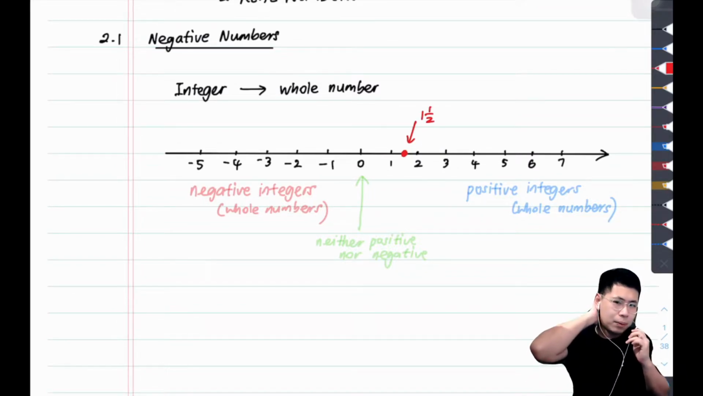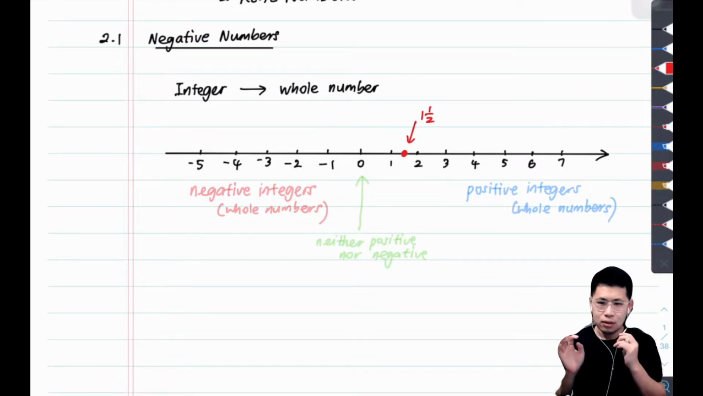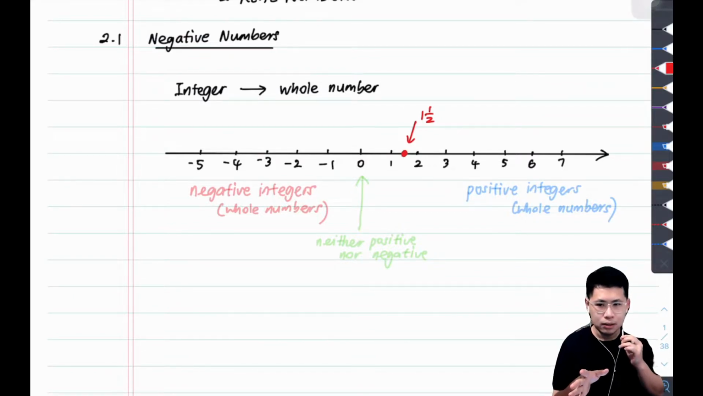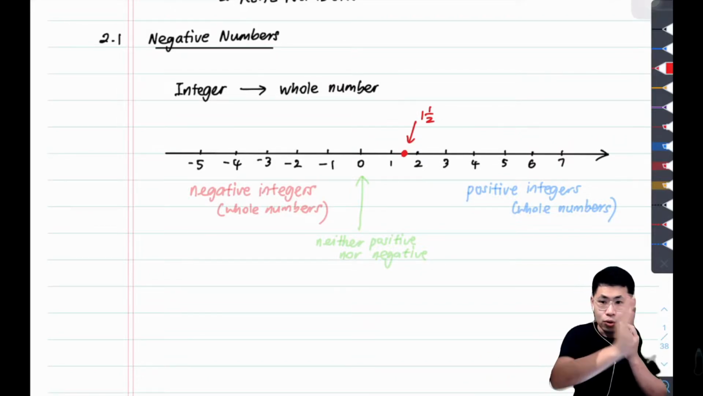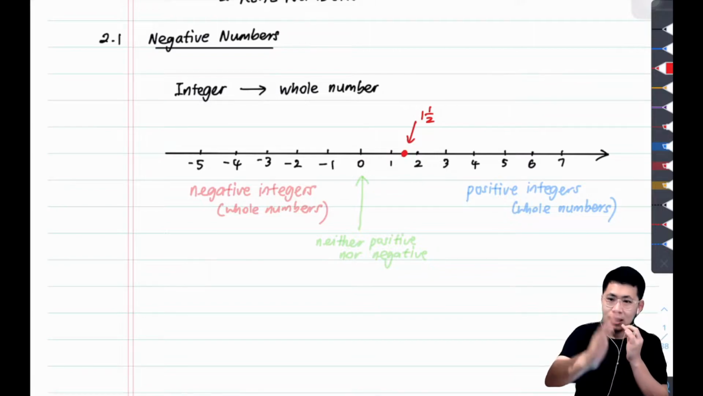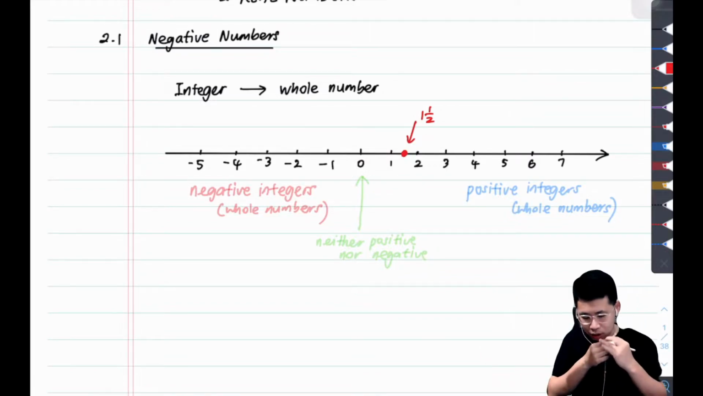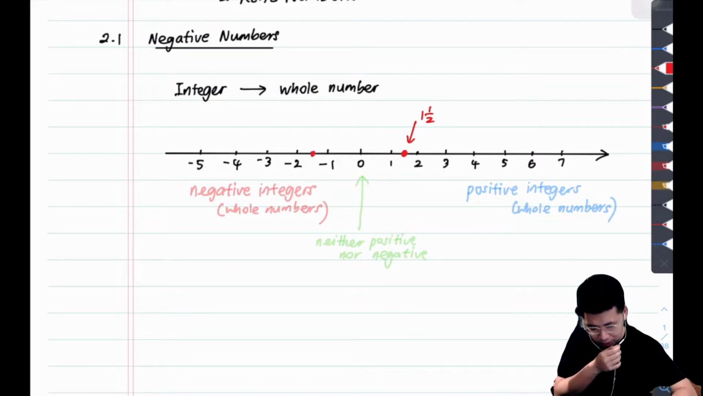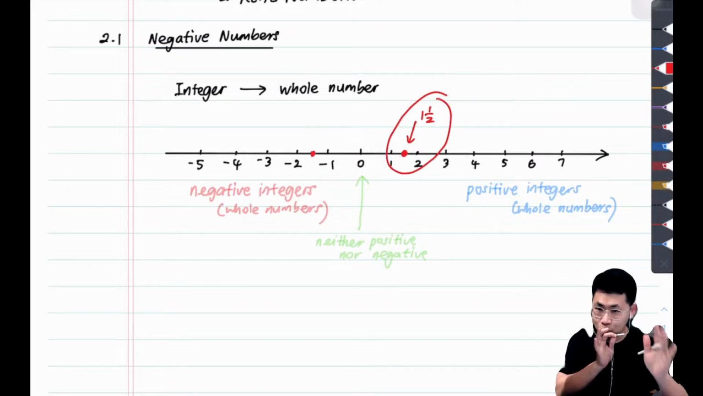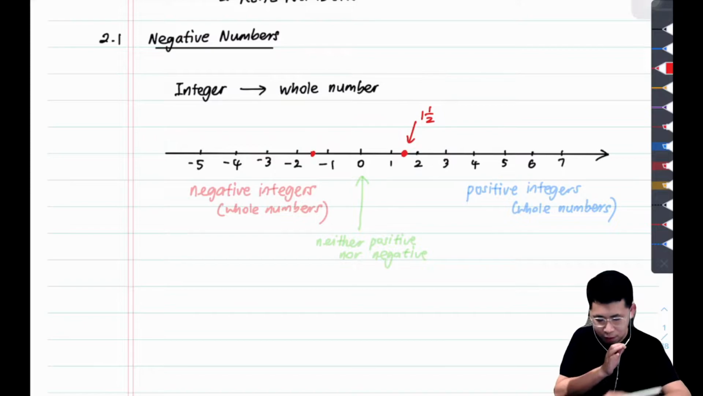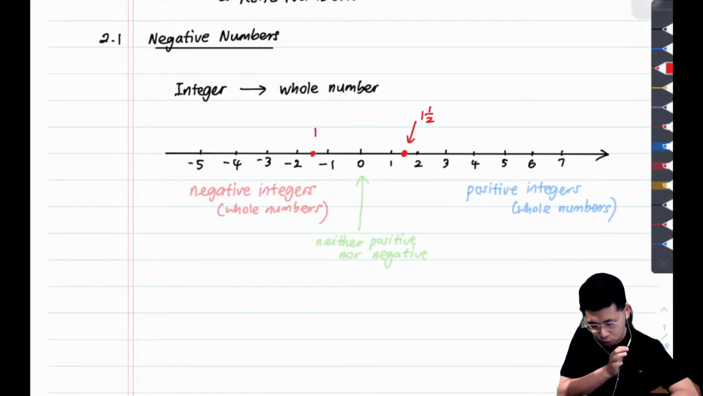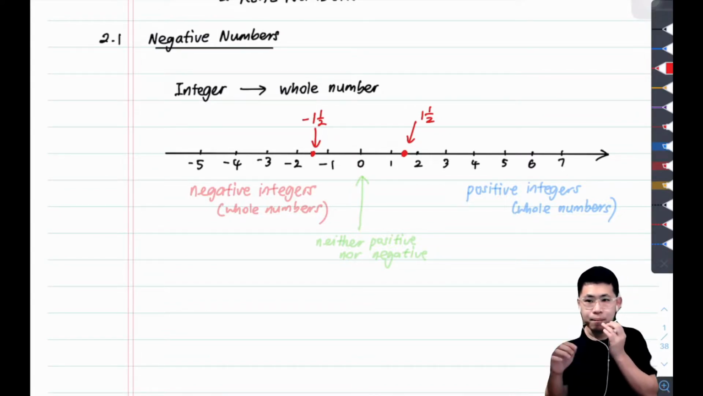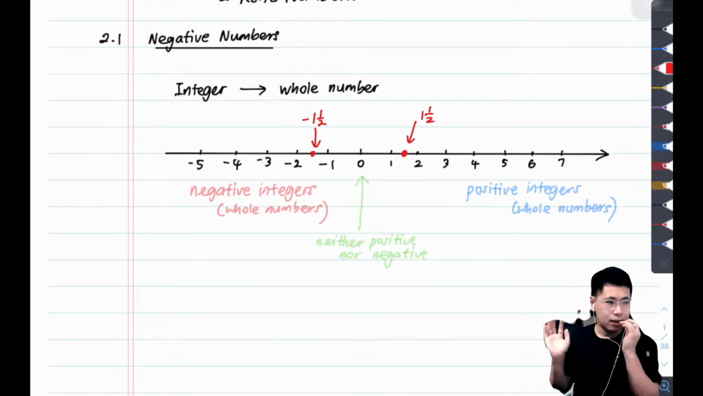Then what about negative 1.5? Where will it be? Is it between 0 and negative 1, or between negative 1 and negative 2? So you go backwards: 2, 1, 0, negative 1, and a bit more. It's like what you see on the positive side, where 1.5 is in between 1 and 2. Then your negative 1.5 should also be in between negative 1 and negative 2. So over here we have negative 1.5, like that. Okay, clear?